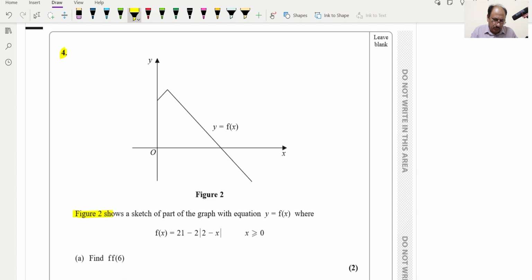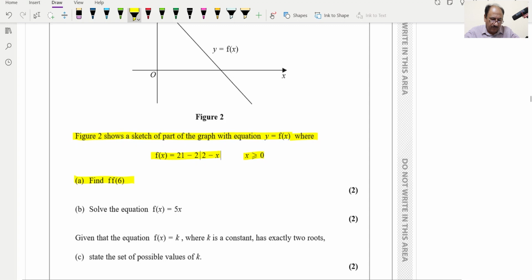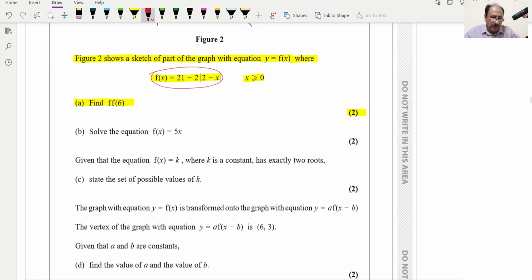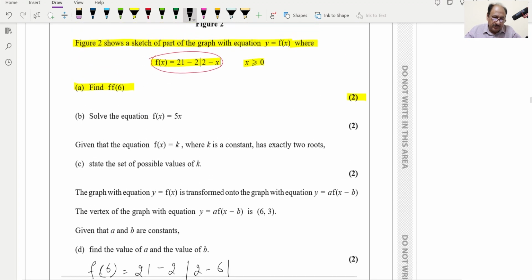Diagram is provided. Figure 2 shows a sketch of part of graph with the equation y is equal to f of x, where f of x is given and x is greater than or equal to 0 condition. A part, find f of 6, and this is 2 marks question. So what we have to do, basically we have to replace in this one x as 6, so we'll be getting f of 6. So first we will find f of 6. For f of 6 we can write f of 6 is equal to 21 as it is, and minus 2 and mod of 2 minus 6, and this is what we have replaced, basically x by 6.